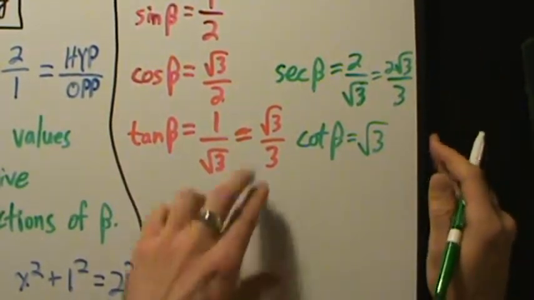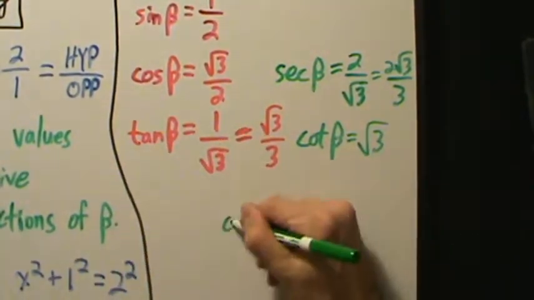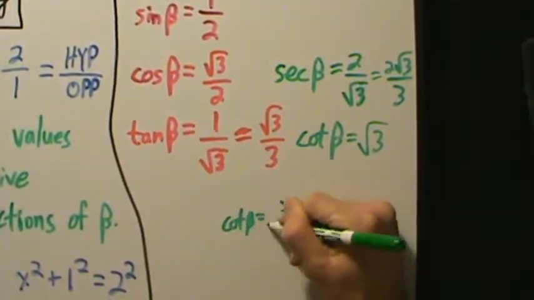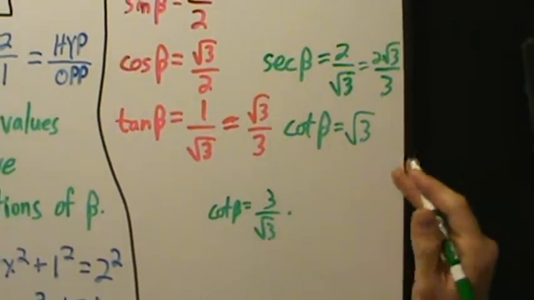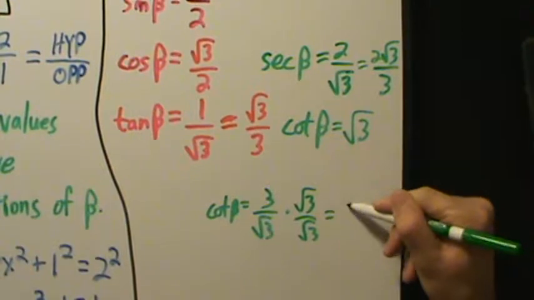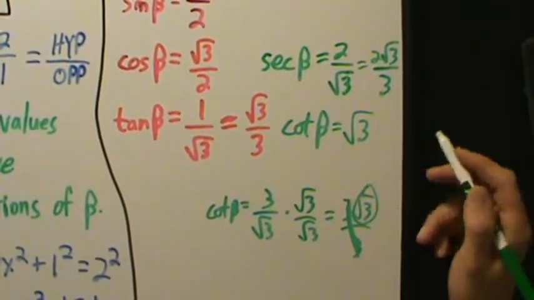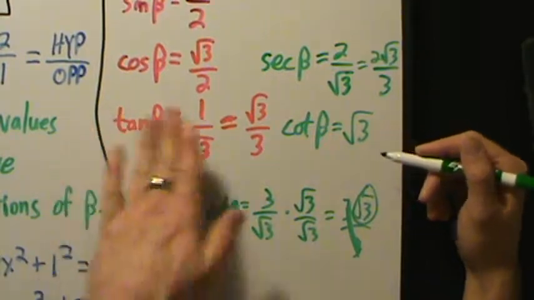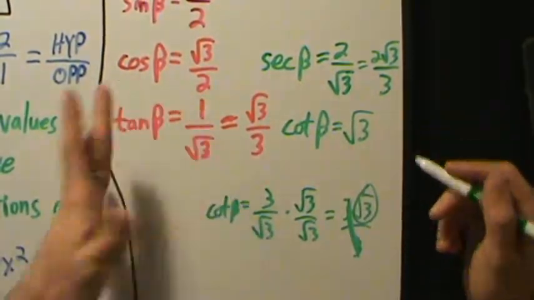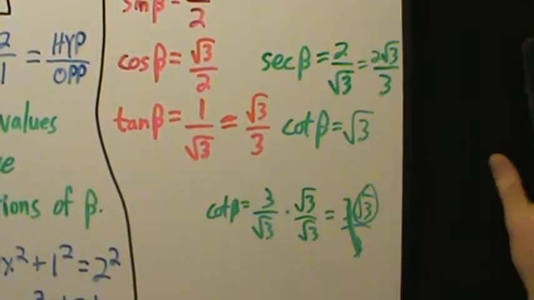Okay? Or if you were using this one, tangent of beta is root 3 over 3, then cotangent of beta would be 3 over root 3. And then to rationalize that, you just multiply by root 3 over root 3. Then you have 3 root 3 over 3. The 3's cancel, and you just get root 3. Okay, so either way, no matter which route you go, whether you're rationalizing or not, you'll end up with root 3.